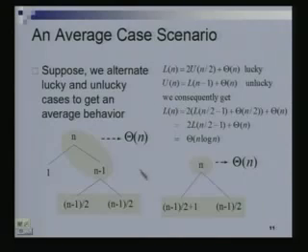Okay, so we'll do a formal analysis starting from the next slide, but just to give you a little more motivation on this. Suppose we were to alternate the lucky and unlucky cases. Even then you can prove a log n depth, right? So what was our unlucky case? 1 and n minus 1. And what was the lucky case? n minus 1 divided into n minus 1 by 2 and n minus 1 by 2, right?